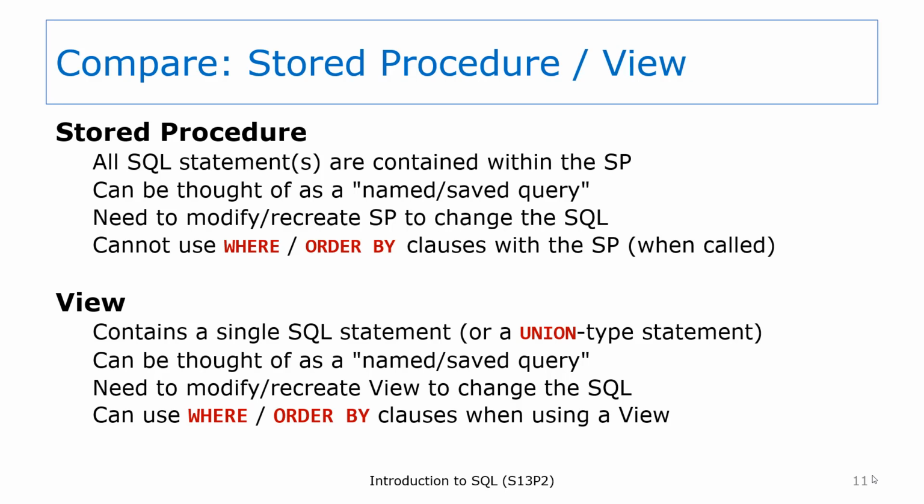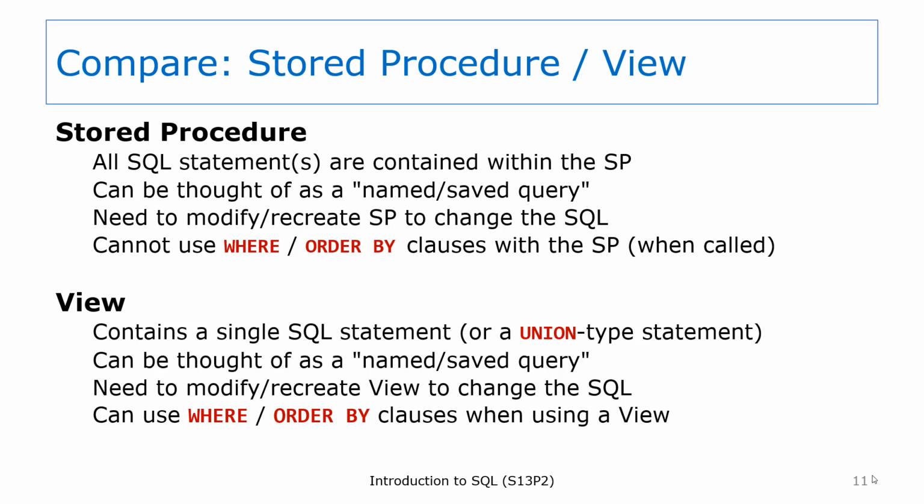You can include a where or order by clause as part of the SQL statement that is contained within the stored procedure, but the where and order by are fixed, or set in stone, when you define the stored procedure. If you need to change the where and order by clause, you need to modify the stored procedure and recreate it. A view contains a single SQL statement, or it could contain a union type statement, which would have more than one select statement.